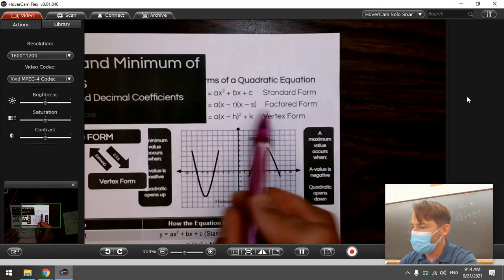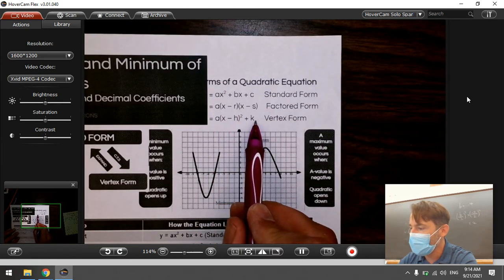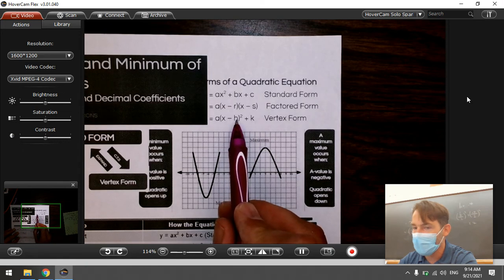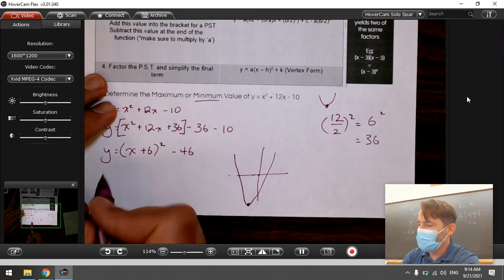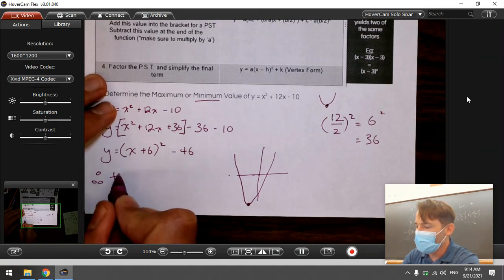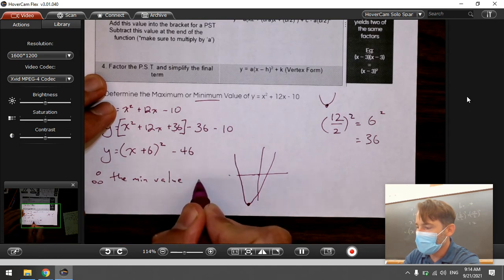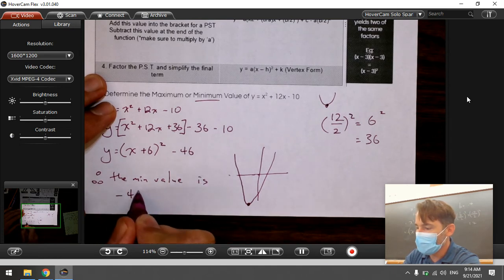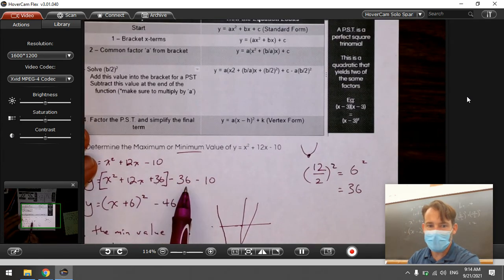And in my vertex form, y equals a(x minus h) squared plus k, (h, k) gives me the vertex. I have to flip that sign. But I was asked to find the minimum value, so I would say, therefore, the minimum value is negative 46.